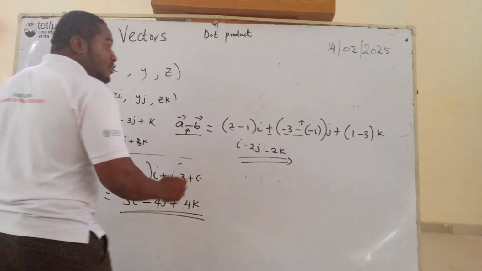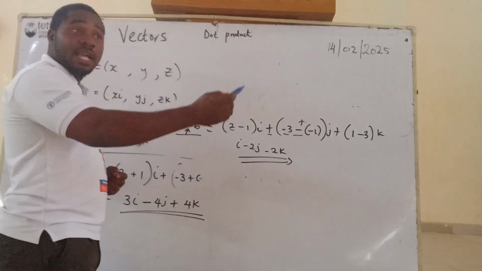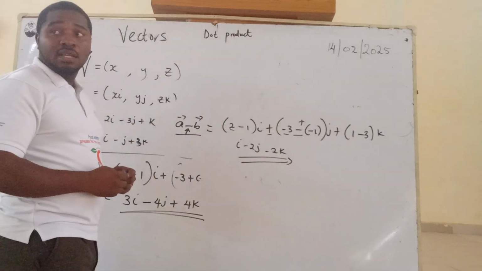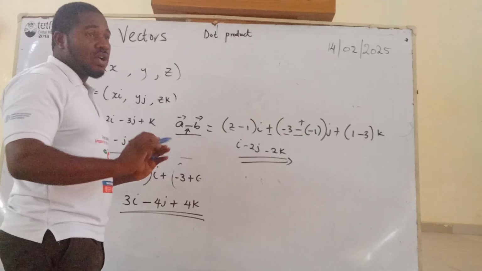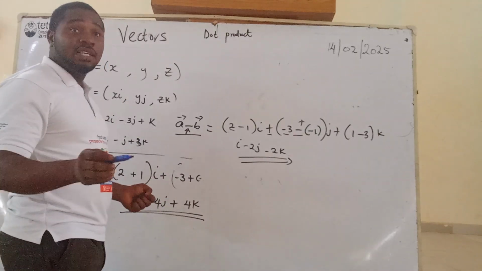For instance, do you know a vector always has magnitude and it has what? Direction. Is that what we agree? But scalar does not have. In sciences, you have done that. Do you all agree? Good.